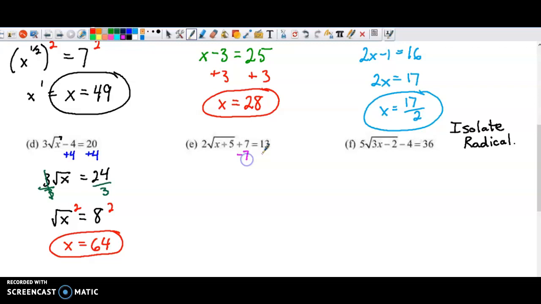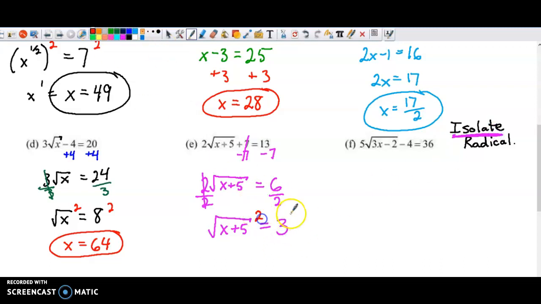You do start the same process, subtract the 7 over, but you do not mess with that 5, because the 5 is under the radical. And just like I did over there, I got to divide the 2 next, so it's just root x plus 5, and that's what I mean by isolate the radical. Get the radical by itself. That's what isolate means. And now you can square both sides.